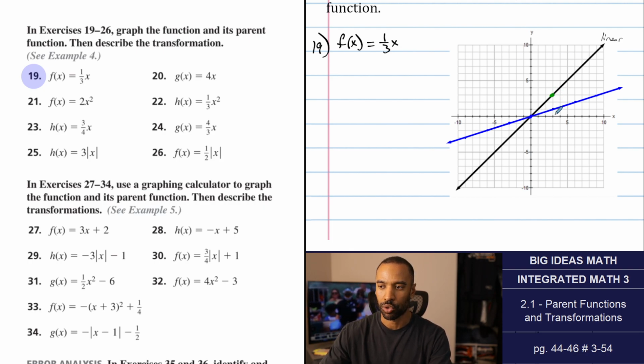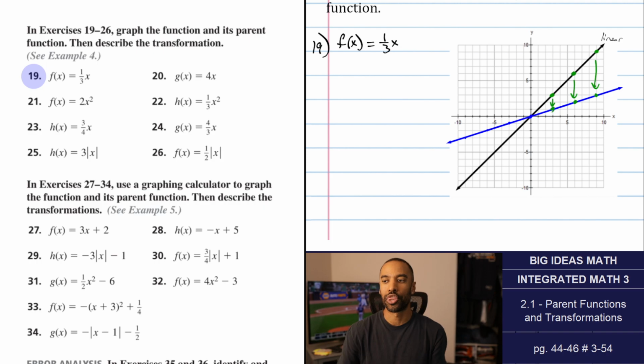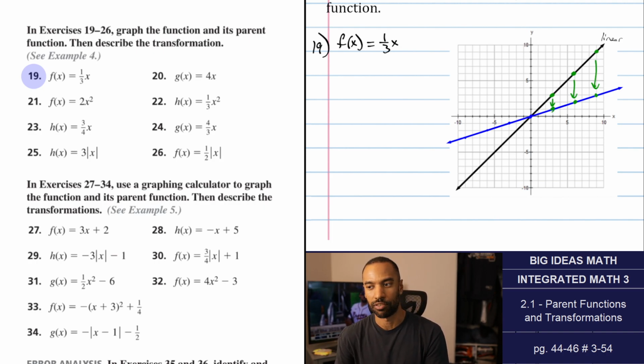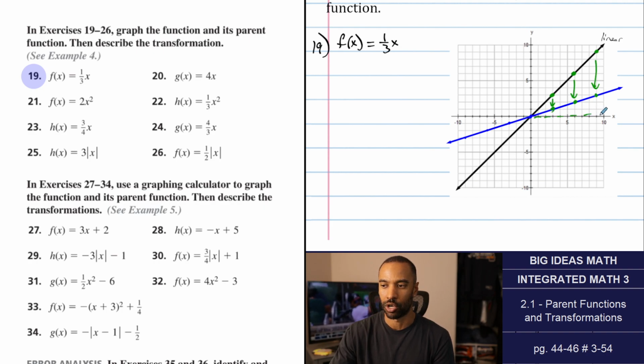When we compare the y values of old to what we have now, consider this one. This was at 3,3, and this is at 3,1. This was at 6,6, this is at 6,2. This was at 9,9, this is at 9,3. How do these compare? These got pulled down a third, or to 1/3 of what they were before. They are 1/3 the height of what they were before, compared to y equals x. This is a third of 3, which is 1. This is a third of 6, which is 2, and a third of 9, which is 3. This is a third of 1, which is a third.